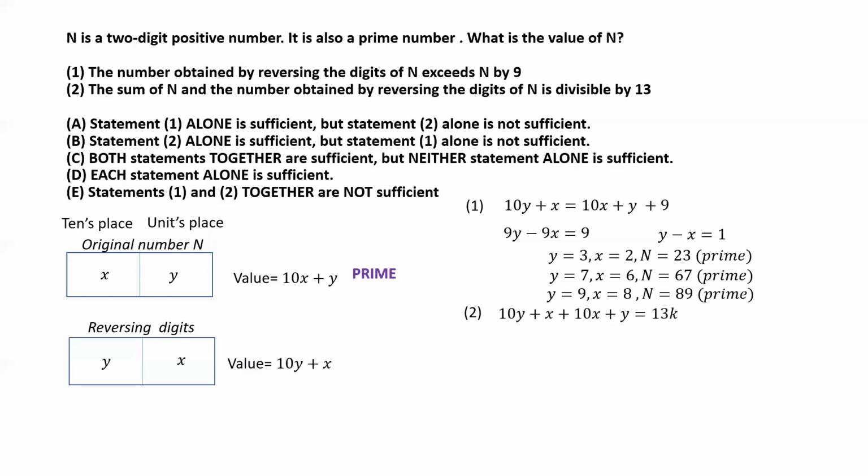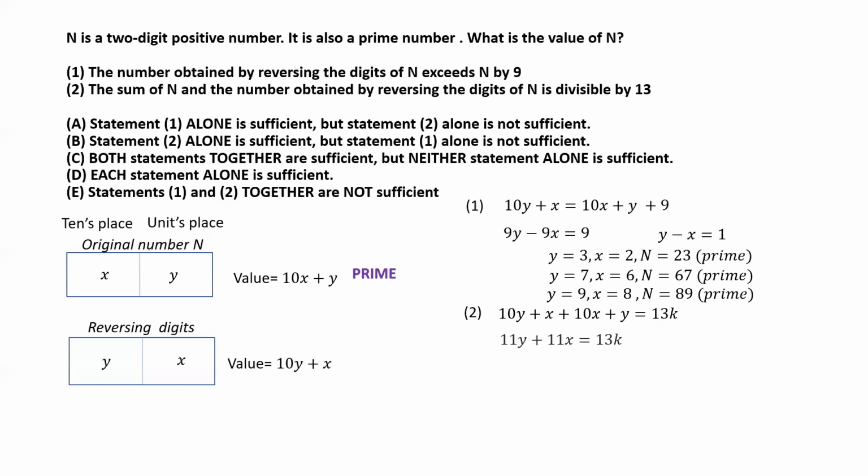It's simply 10y plus x plus 10x plus y. And we don't know what the sum is, but we know that it's divisible by 13. So I just wrote it as 13k, where k is some positive integer. So this sum is a multiple of 13.